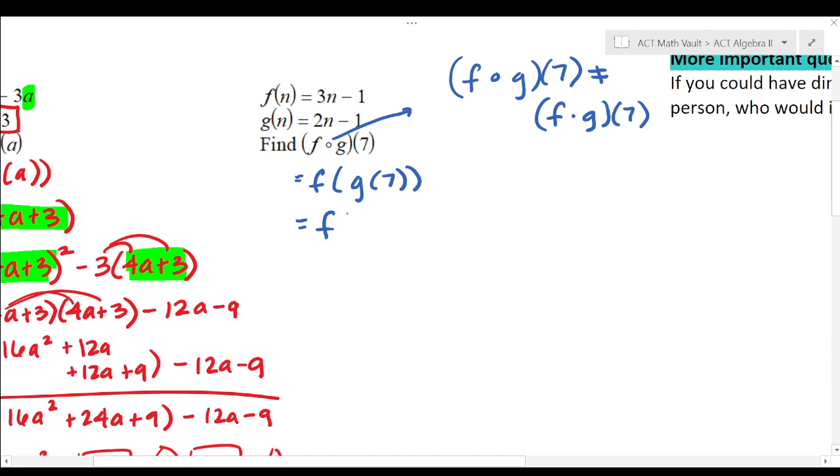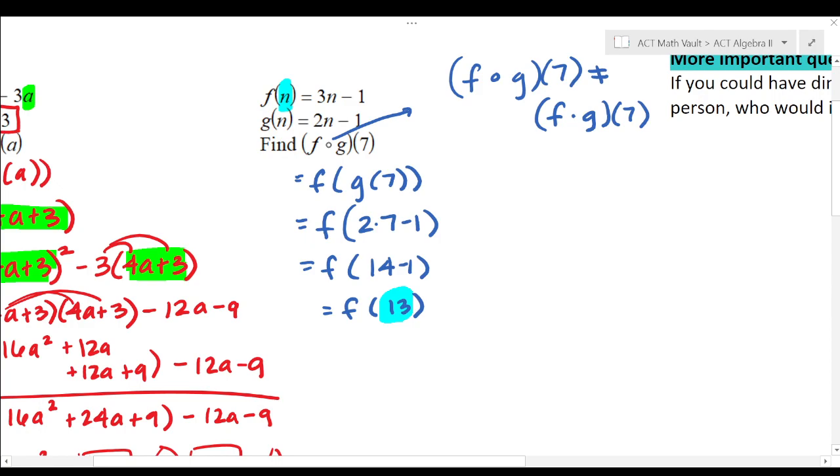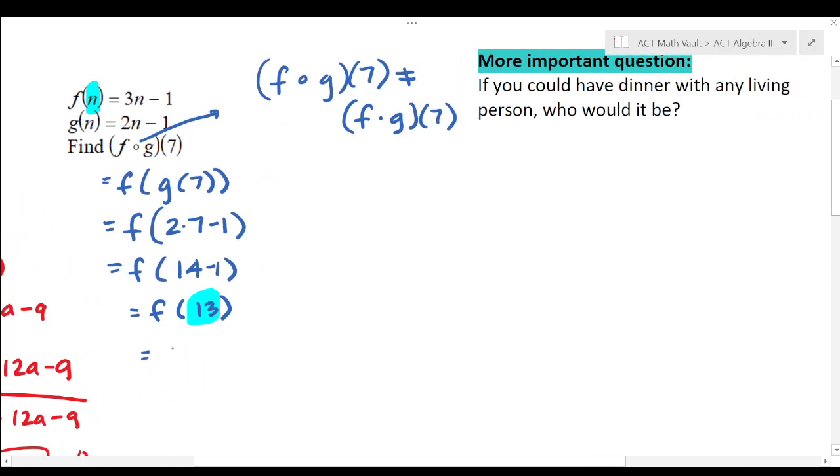So g of 7 is going to be, what, 2 times 7 minus 1? So it's really saying what's f of 14 minus 1? What's f of 13? And so now I can plug the 13 in as my new variable where the n is. So it's like a chain reaction. You do one and then the other. All right, so we have that's equal to 3 times variable, which was n, but now it's 13, equals 39 minus 1, which is 38. Final answer.